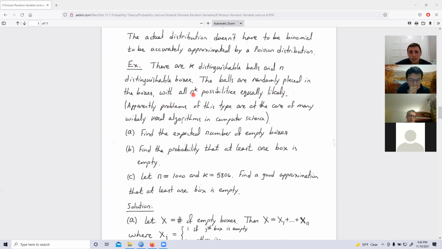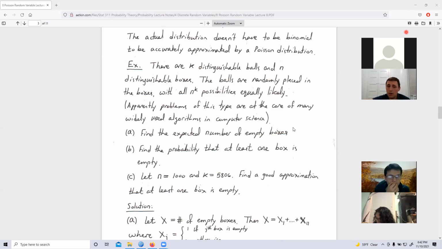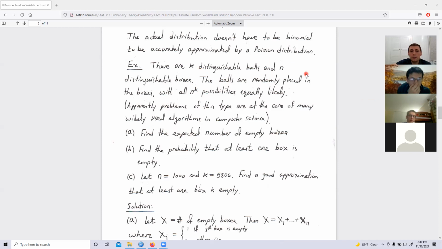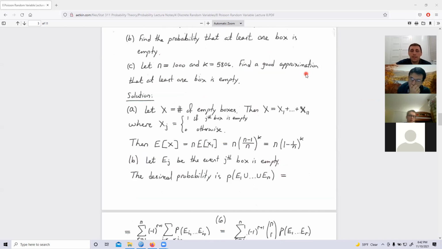But here is the thing that we want to find. Okay, so we have n distinguishable boxes and k distinguishable balls. We want to find the expected number of empty boxes. Yes, how many empty boxes do we have after we randomly assign those balls? So what's the solution? Well, we can just represent x as the sum of x1 through xn, where each xj will give you 1 if it's an empty box. So you just then add over the empty boxes, right?